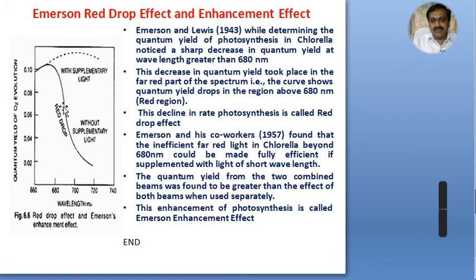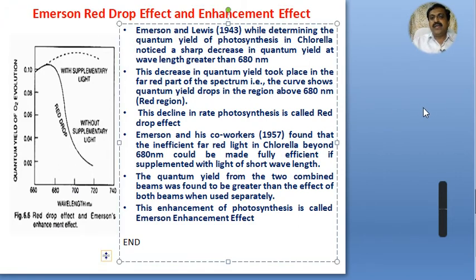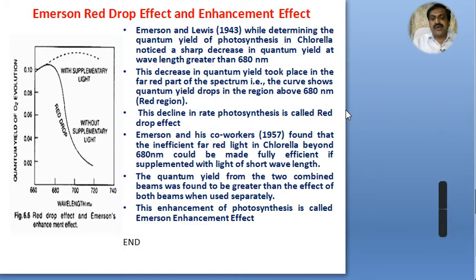You look at this graph. The x-axis shows the wavelength. There is a sudden drop at 680. See, it starts with 660 and then at 680 there is a sudden drop in the rate of photosynthesis. 680 is the red region of the spectrum. This sudden drop in the rate of photosynthesis beyond the red region of the spectrum is called the red drop. The drop in the photosynthetic yield beyond 680 nanometers of wavelength is called red drop, according to Emerson.